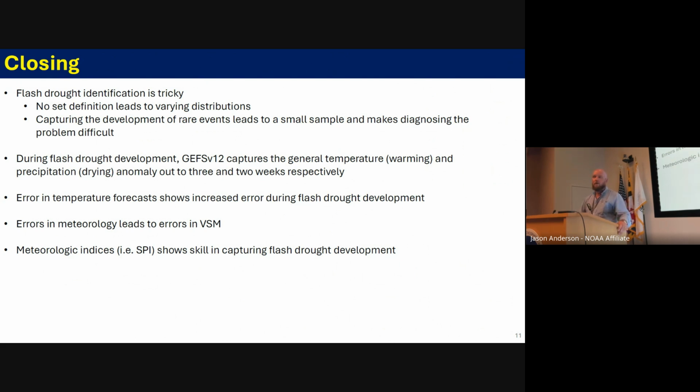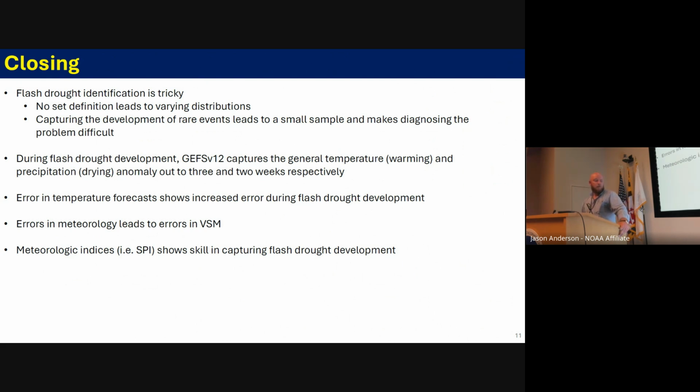Over a 20-year period, in some grid cells, you only have flash drought present or developing for maybe 25 to 30 weeks, and in some you only had it happening like 3 to 4 weeks. So it's a tricky thing to try to really gauge what is happening with the meteorology. During flash drought development, GESS V12 captures the general temperature anomaly and the precipitation anomaly. So it seems to capture the warming after 2 to 3 weeks. It seems to capture the drying after 2 weeks.